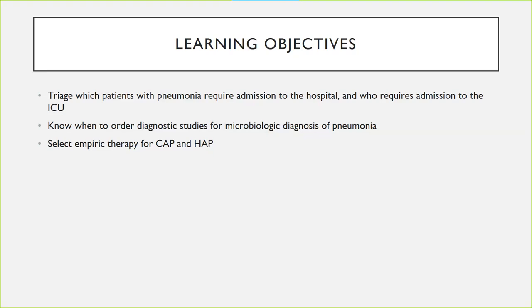All right, so the objectives today. Today's lecture is on pneumonia. Today we are going to talk about how to triage which patients with pneumonia require admission to the hospital and who requires admission to the ICU. Know when to order diagnostic studies for the microbiologic diagnosis of pneumonia, and then how to select empiric therapy for community-acquired pneumonia and hospital-acquired pneumonia. The bulk of the talk is really going to be focused on number 3.